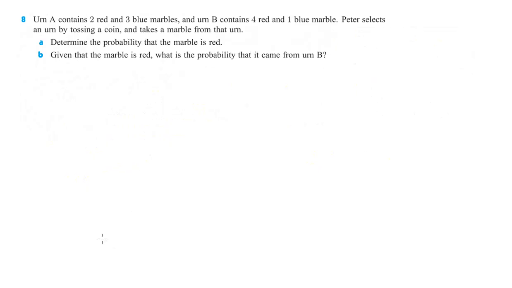Okay? Let's take a look at number 8. Urn A contains 2 red marbles and 3 blue marbles. Urn B contains 4 red and 1 blue. Peter selects an urn by tossing a coin and then takes a marble from that urn. Figure out these probabilities.